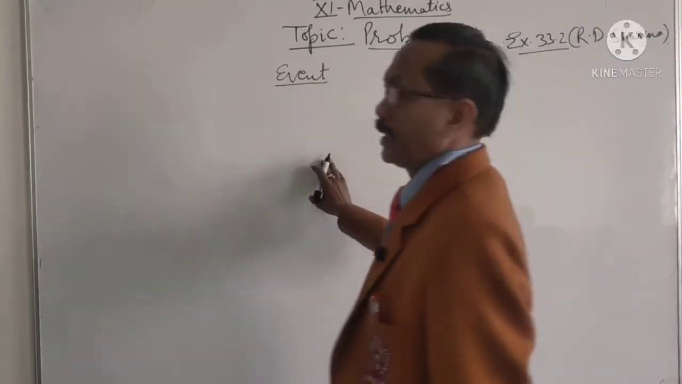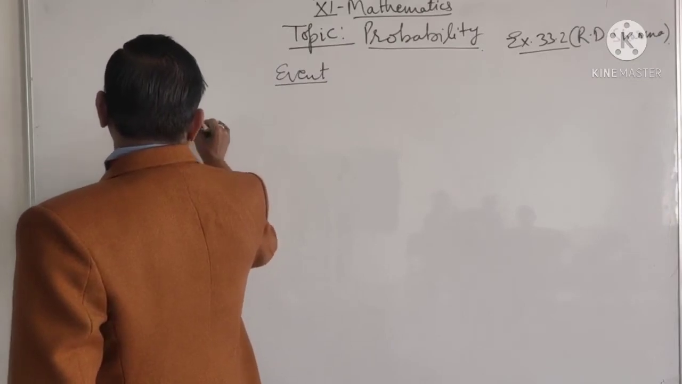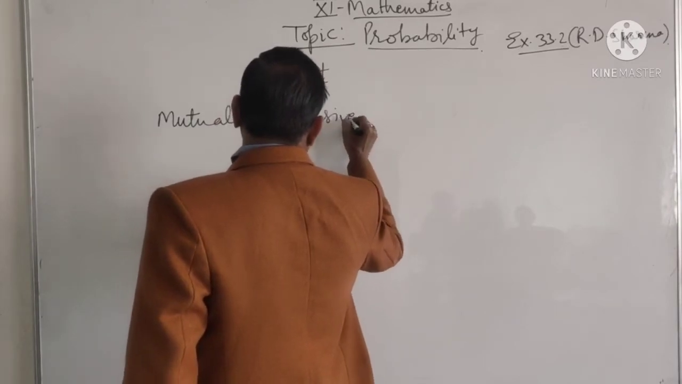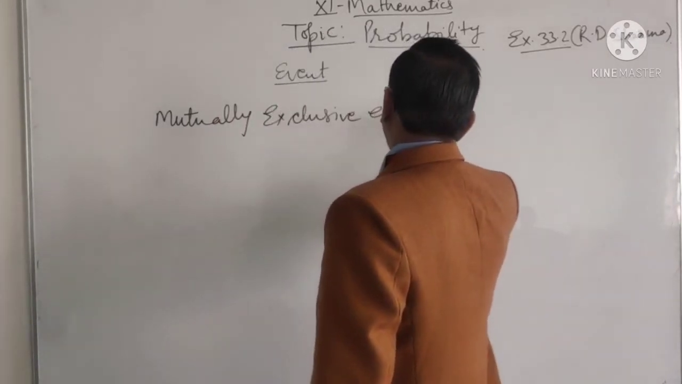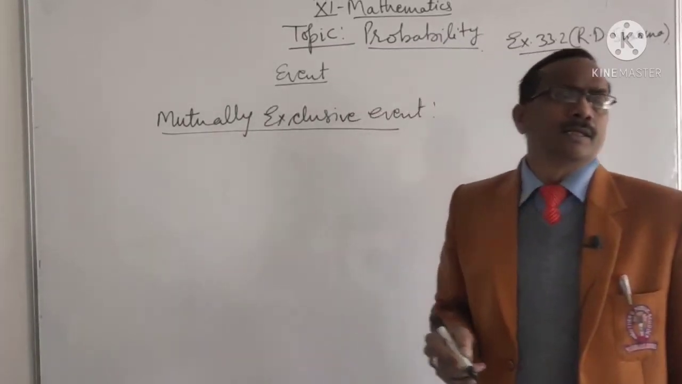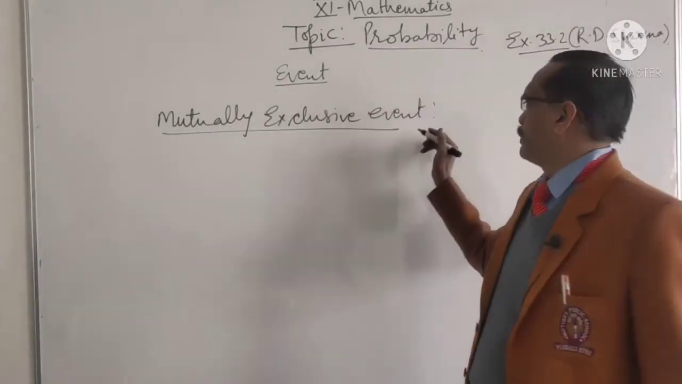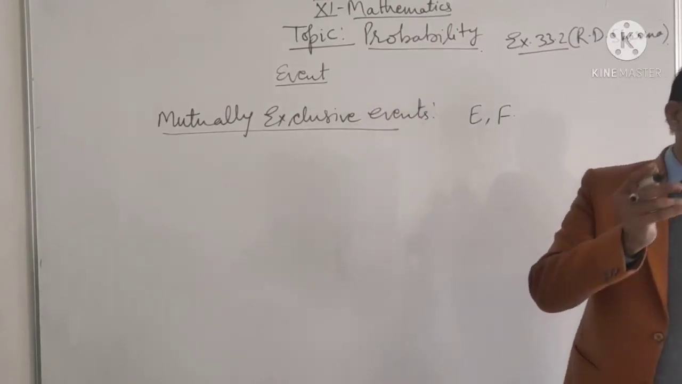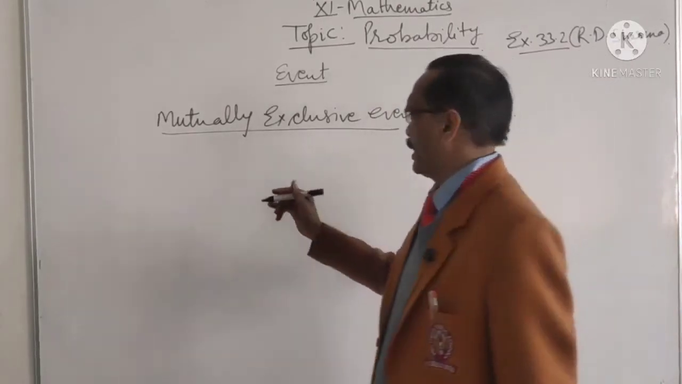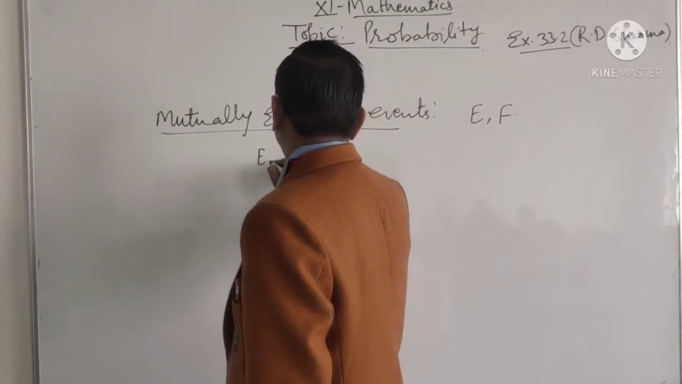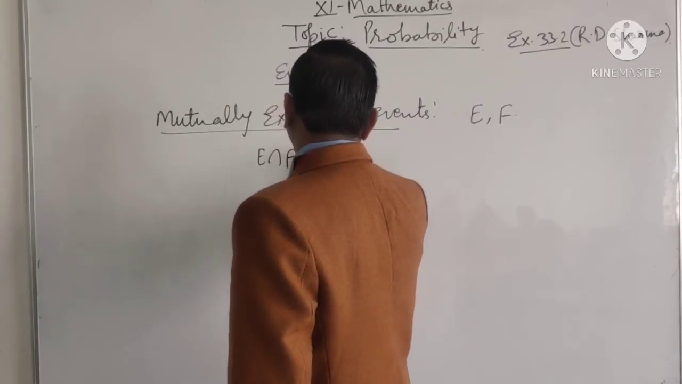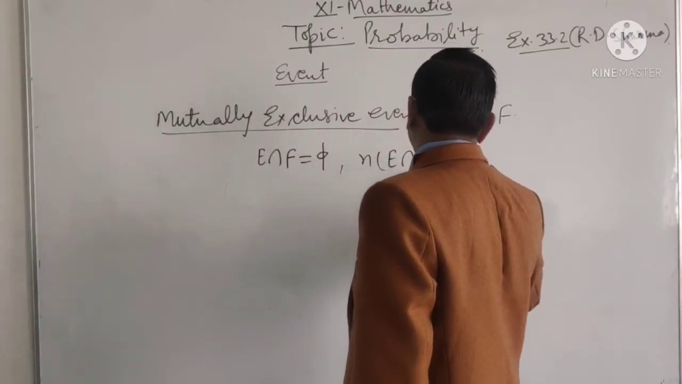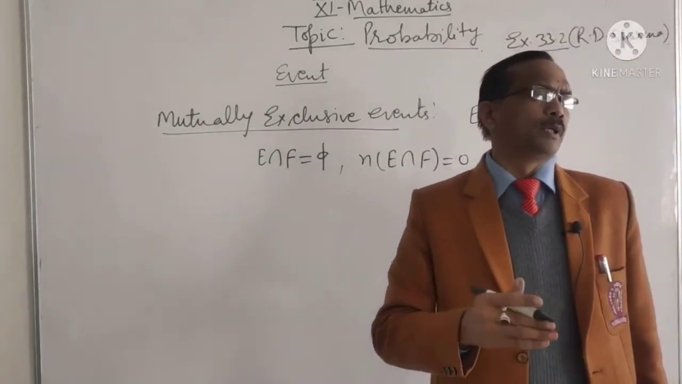Now next is mutually exclusive event. Let us suppose there are two events, E and F. If no part is common in that, or we can say their intersection is ϕ, E intersection F equal to ϕ, and n(E intersection F) equal to 0, then events are said to be mutually exclusive.